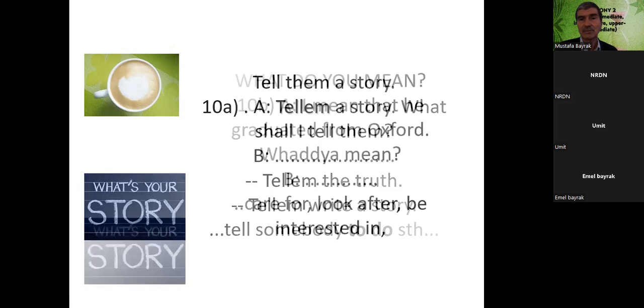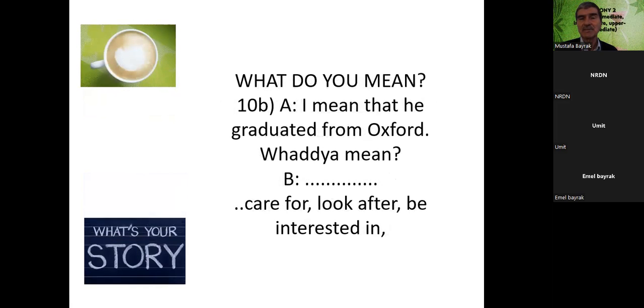These are short forms. What do you mean? This is also interesting. I mean that he graduated from Oxford. What do you mean? Isn't it interesting? What do you mean? Okay. I mean that I care for you. I mean that I look after my children. I mean that I am interested in learning English.